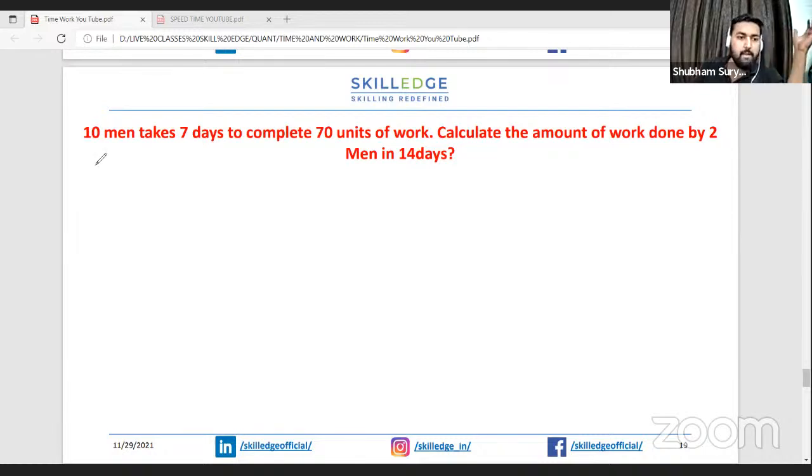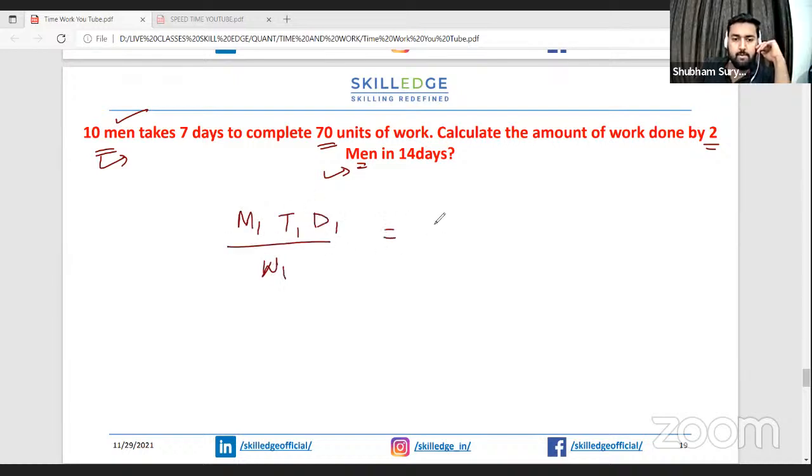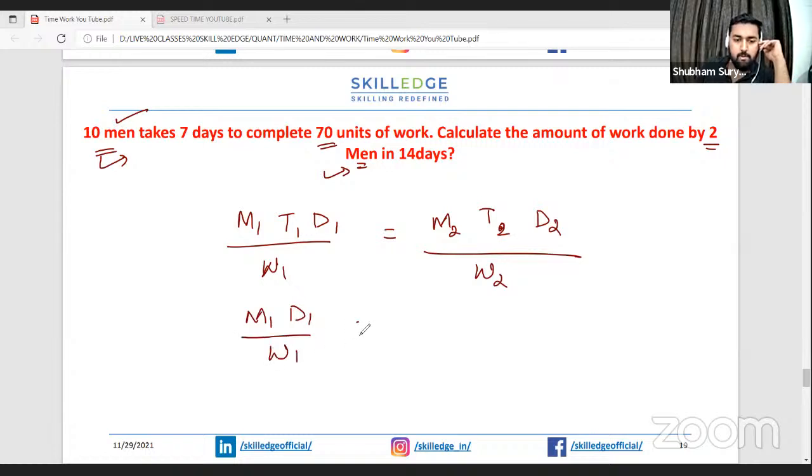So again, 10 men take 7 days to complete some amount of work. Calculate the amount of work done by 2 men. Okay. So here also we can see that we are talking about men over in the first case as well as in the second case. Let's just use the formula now. M1 D1 by W1 is equal to M2 D2 by W2. Now again, there is nothing mentioned about hours, so we can just modify our formula to M1 D1 by W1 is equal to M2 D2 by W2.